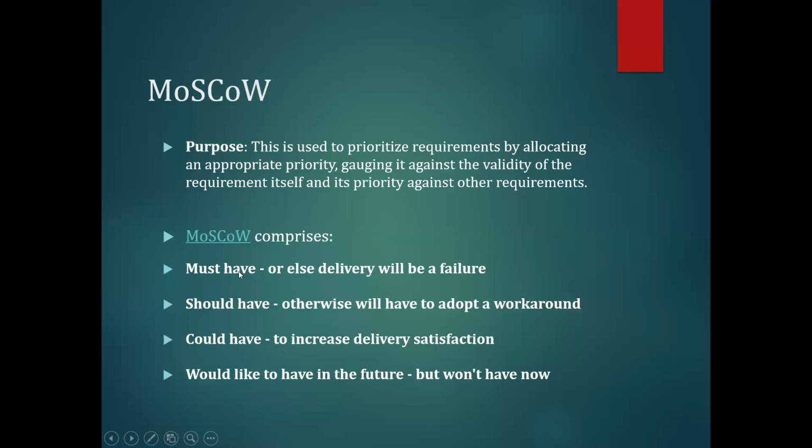So it is a must-have. You can see in the must-have category what it actually contains. If it is not developed, then your product is going to be a failure. So just go through this slide so that you get a complete understanding of these business analysis techniques that we have discussed.